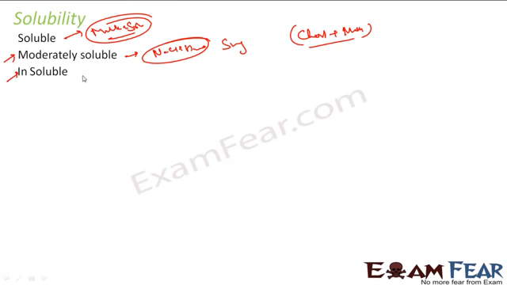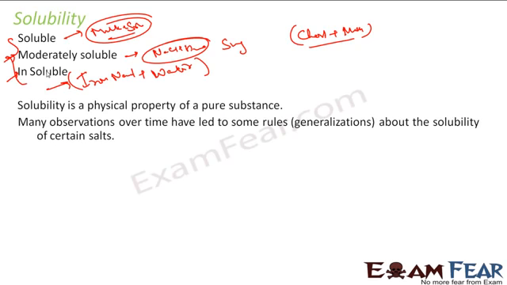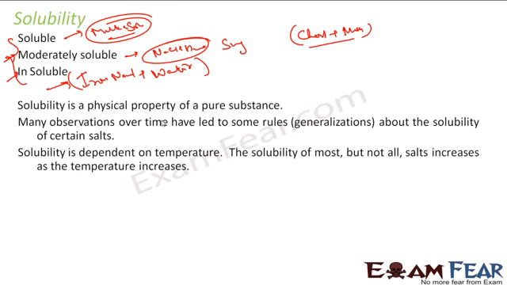Insoluble means it won't even mix. For example, you take iron nails and try to mix them with water. You do anything, it won't even mix. Those things are insoluble. These are the property of the substance. Solubility is a physical property of the substance and depends on a lot of factors, such as how it is structured, which we'll study in later classes. Scientists have observed a lot of things and come to some generalization rules about the solubility of certain substances. One thing they observed was that solubility also depends on temperature.